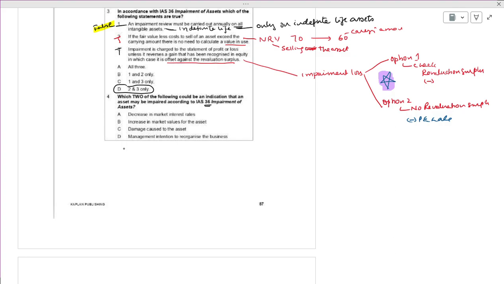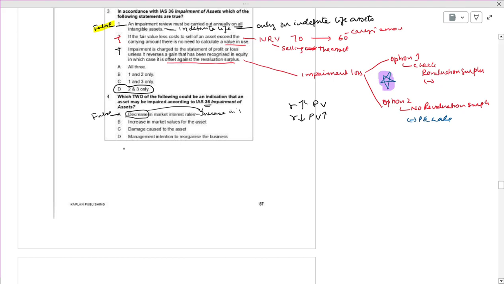Increase. If interest rates are increasing, then only there is an impairment. If the discount rate value increases, present value will decrease. If the rate decreases, present value will increase. If interest rates are decreasing, it does not happen. It happens only when there is an increase in interest rates. This is false.